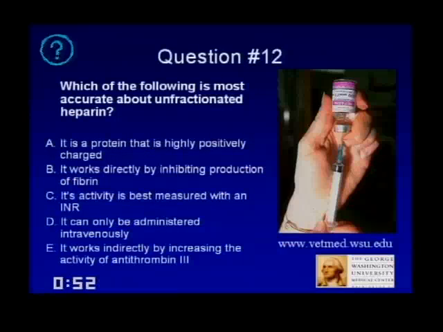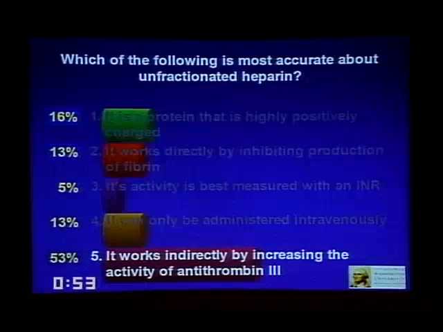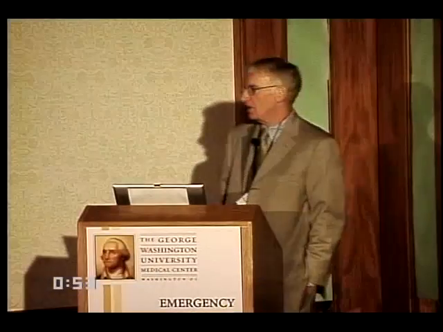A, it is a protein that is highly positively charged. B, it works directly by inhibiting the production of fibrin. C, it's best measured with an INR. D, it can only be administered intravenously. Or E, it works indirectly by increasing the activity of antithrombin 3. Shall we vote? Okay, the answer is number E. It works indirectly by increasing the activity of antithrombin 3.